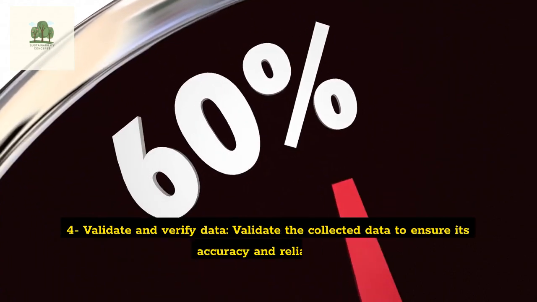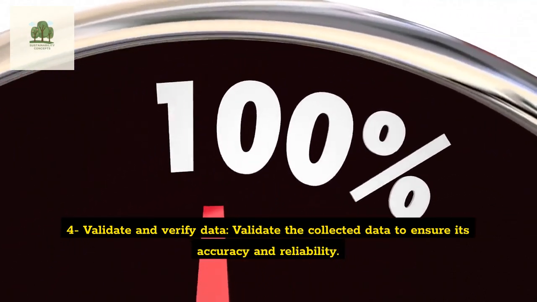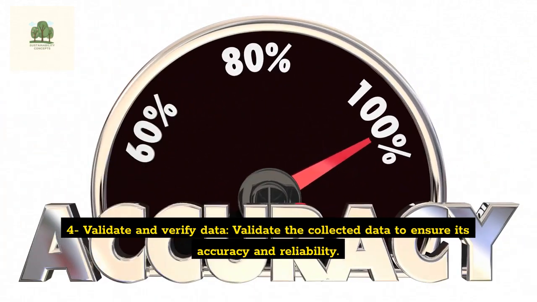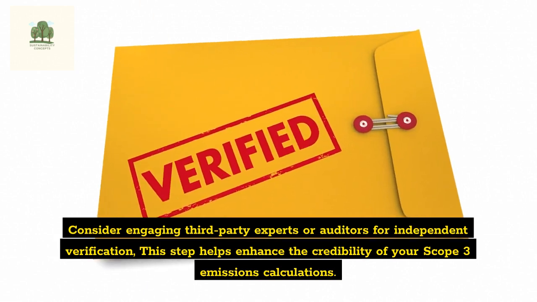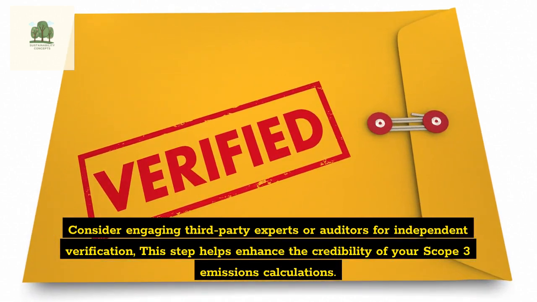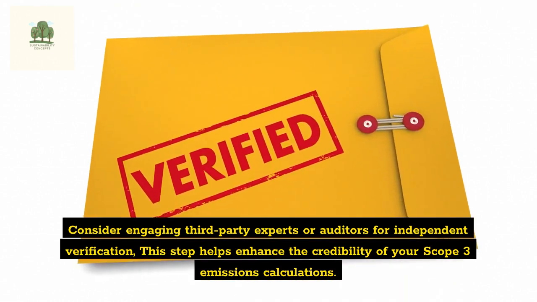4. Validate and verify data. Validate the collected data to ensure its accuracy and reliability. Consider engaging third-party experts or auditors for independent verification. This step helps enhance the credibility of your Scope 3 emissions calculations.